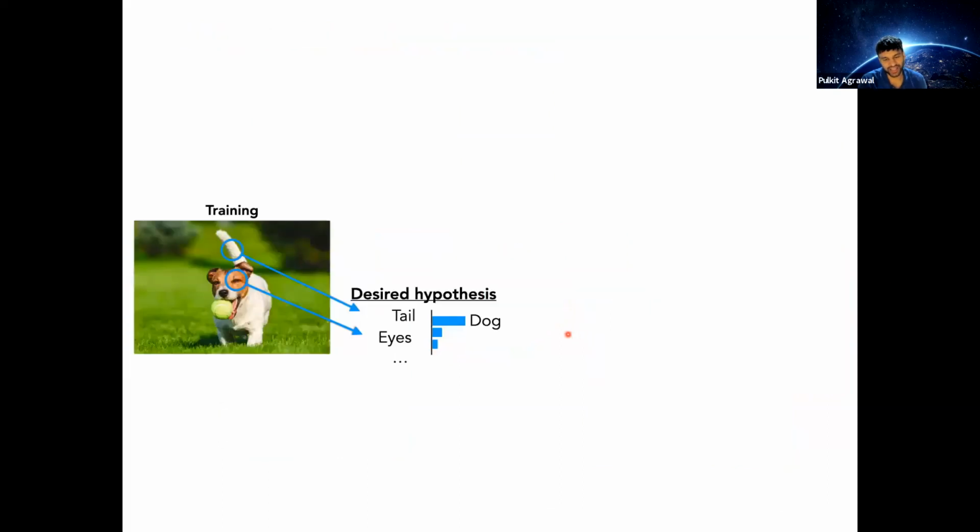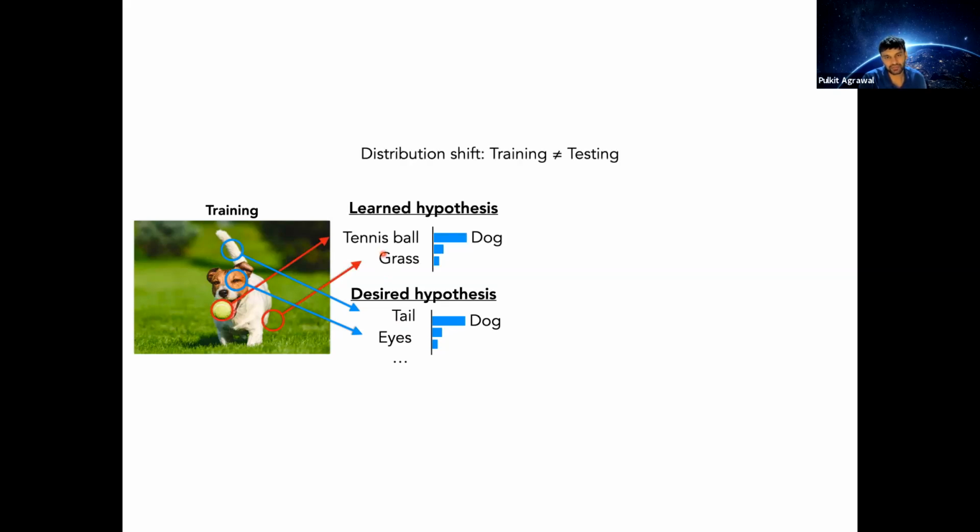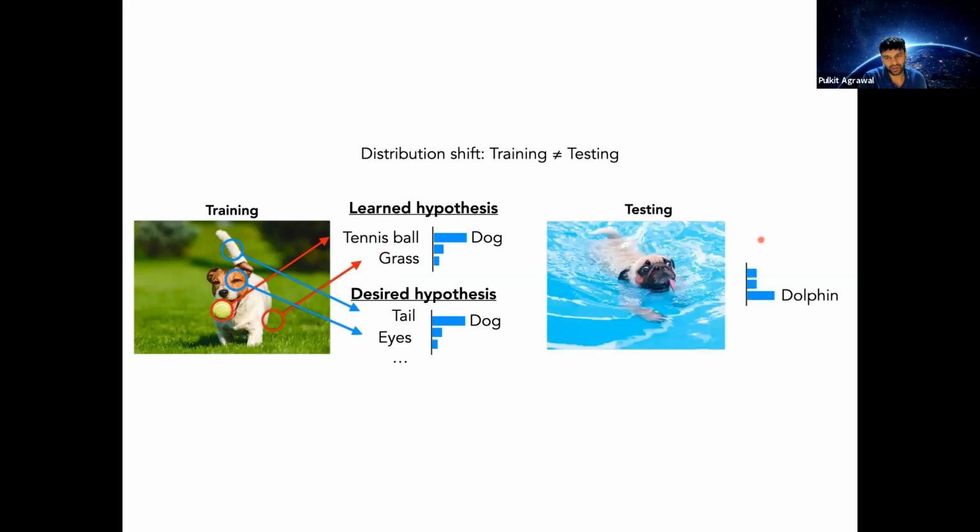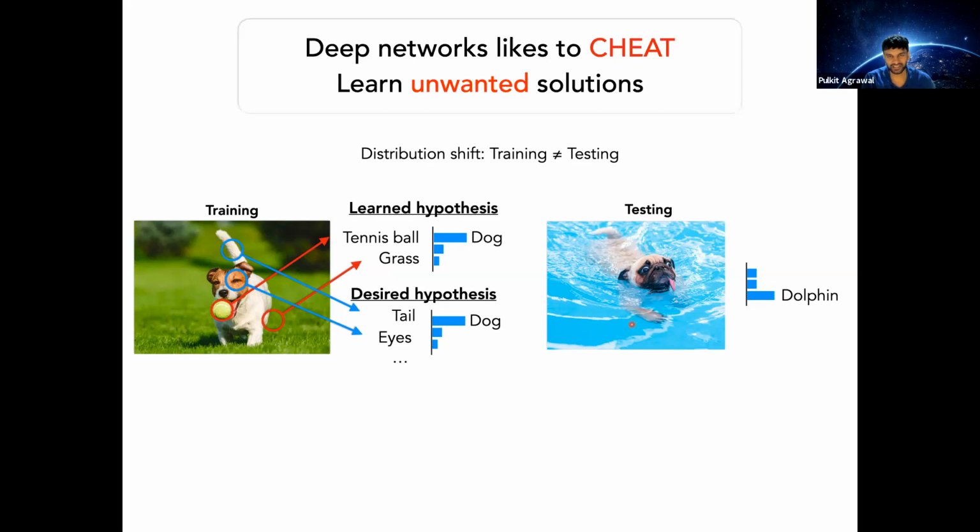So just to say it again, suppose I want to classify this image as a dog. My desired hypothesis is to pick up on tails and eyes. But I could learn something completely different, like to focus on a tennis ball and grass. And now if I have a distribution shift, where the dog is no longer on the grass but in the water, I might think it is a dolphin because there are many images of dolphins in the water. So, again, just to reiterate, deep networks like to cheat or learn unwanted solutions.